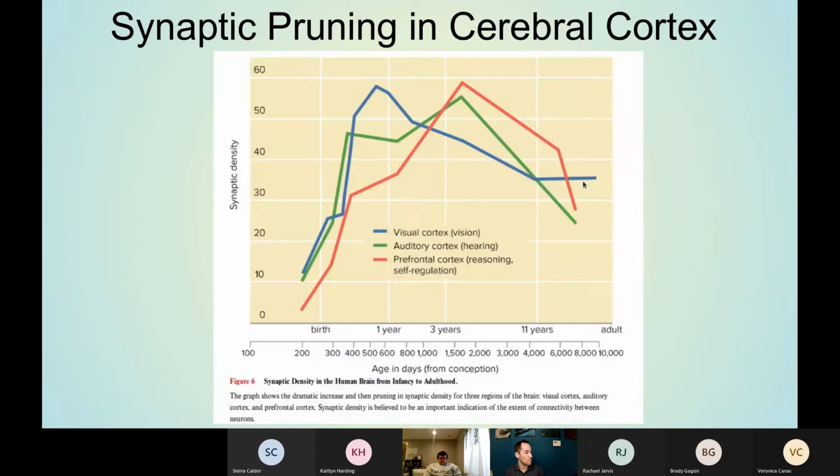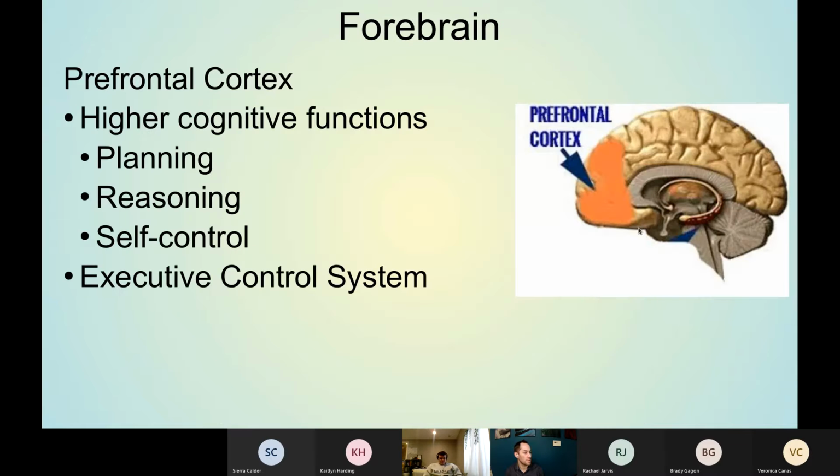So let's look at a couple different areas of the cerebral cortex. The prefrontal cortex is the very foremost; if you're touching your forehead, right behind that is your prefrontal cortex. It's your most recently evolved area of your brain. It's responsible for planning, reasoning, self-control. You might have a habitual behavior that you want to not do, so the prefrontal cortex can help you do that.